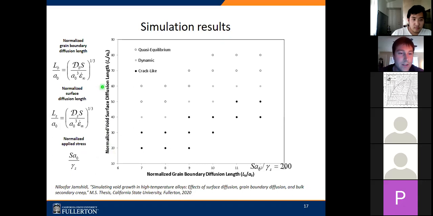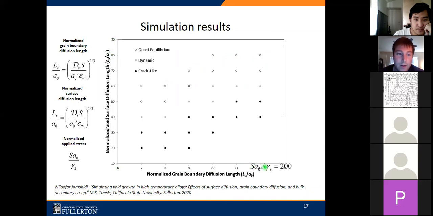It turns out that there are three dimensionless numbers that characterize the void growth. And Nilufar ran over 200 simulations. Not all of them are represented here. For each one, she categorized it as quasi-equilibrium, crack-like, or if it was ambiguous, she called it dynamic void growth. In other words, it's kind of like the transition between crack-like and quasi-equilibrium.